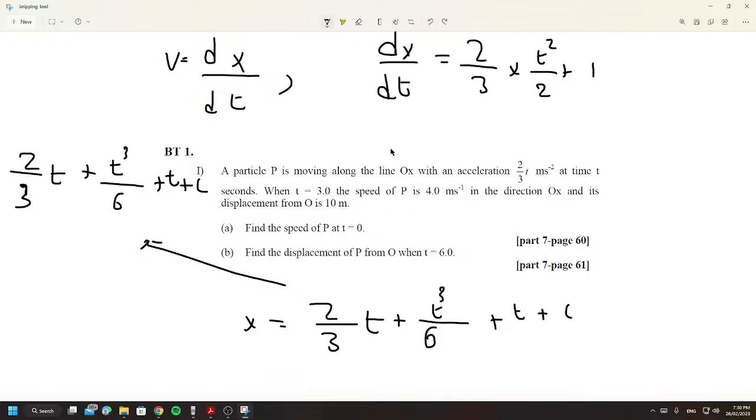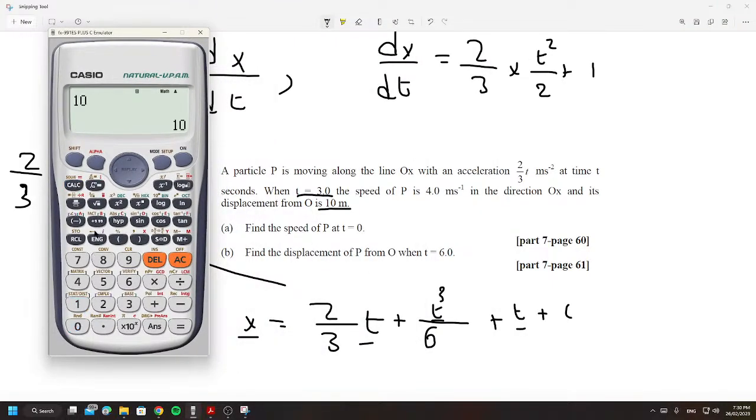So we substitute. Let's just substitute here. When t is equal to 3, displacement is equal to 10. So substitute 10 for here, and 3 here, 3 here, and 3 here. Okay?